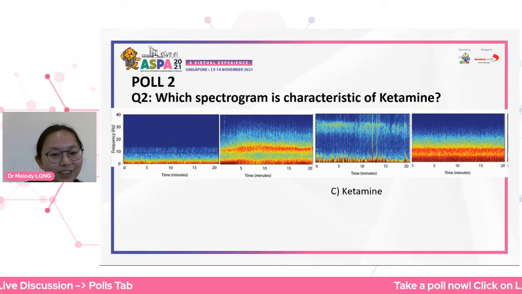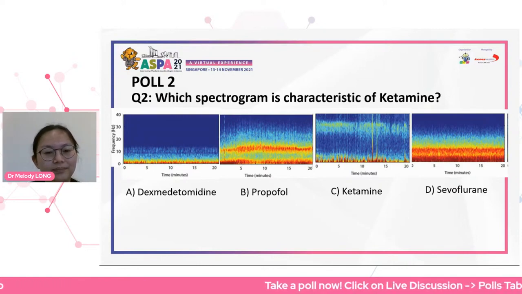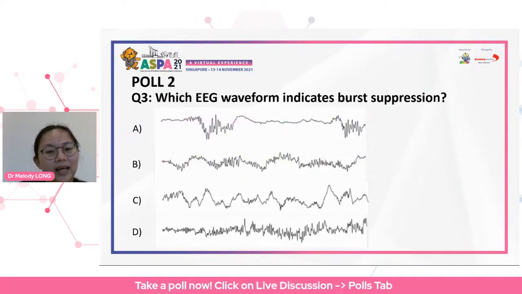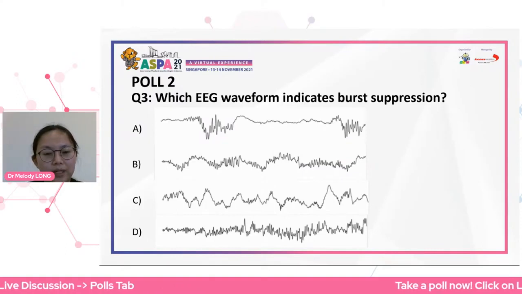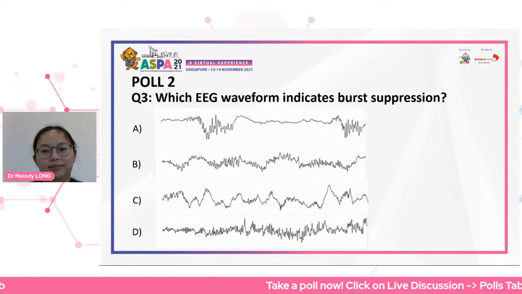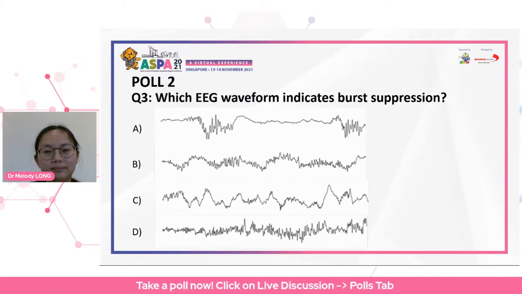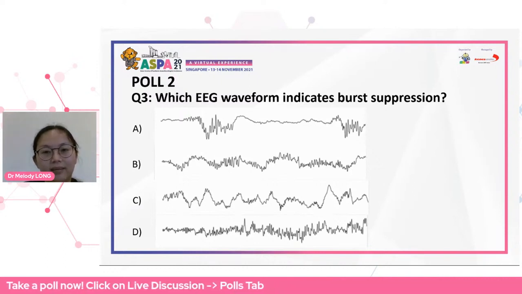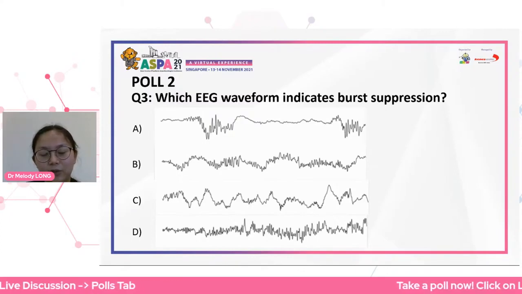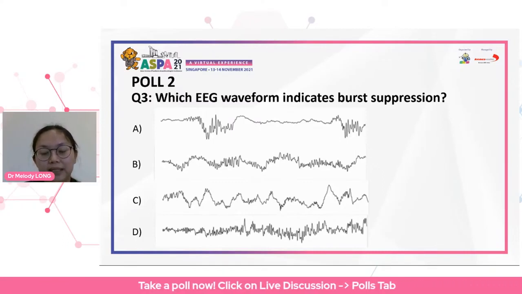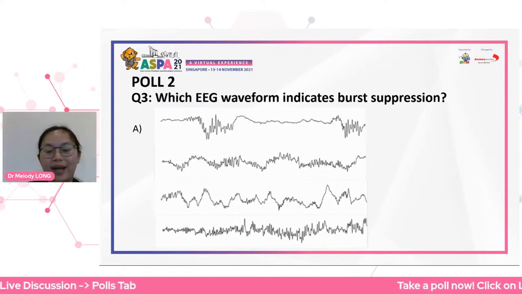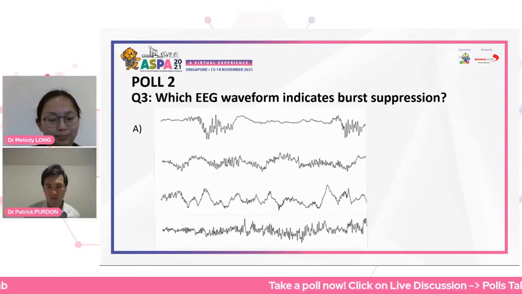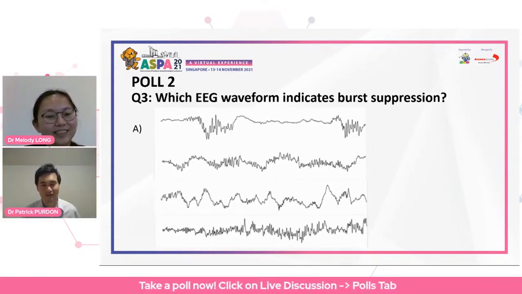Can we move on to our last question for poll 2? Which EEG waveform indicates burst suppression? Is it A, B, C, or D? All right, so 71% have chosen the answer A, while 29% have chosen the answer D. Can we have the answer? So for those of us who have chosen A, you're absolutely right. This indicates burst suppression. All right, so we've come to the end of our second poll.